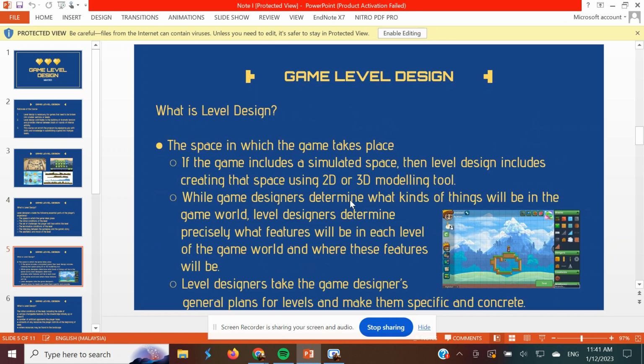So what is level design? The space in which the game takes place. If the game includes a simulated space, then level design includes creating the space using 2D or 3D modeling tools. So basically, for the simulated space in level design, you need to do some sketches, and from those sketches you develop into a 2D.